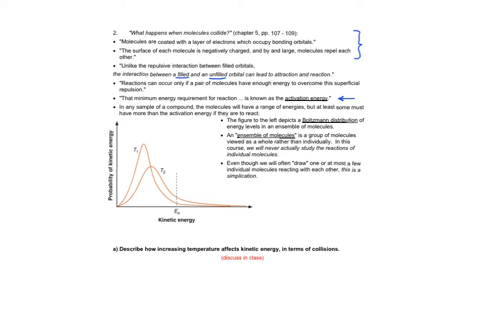Now, it's important to remember that in a sample of molecules, there is a distribution of energies. Not all the molecules will be at exactly the same energy. There will be a bell curve, or what in chemistry is known as a Boltzmann distribution of energy levels. And so while the average temperature may be represented by the highest point in this graph, there will be some molecules in this population that will have enough energy to exceed the activation energy. And so in class, I would like to discuss how increasing the temperature from T1 to T2 affects kinetic energy.